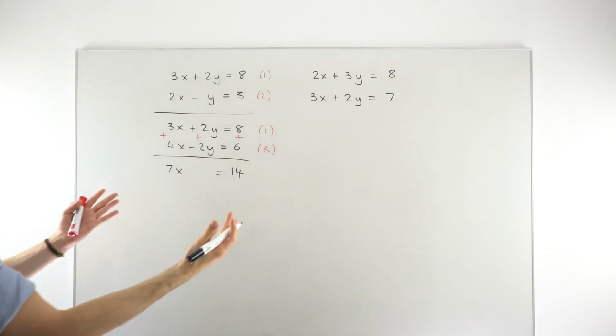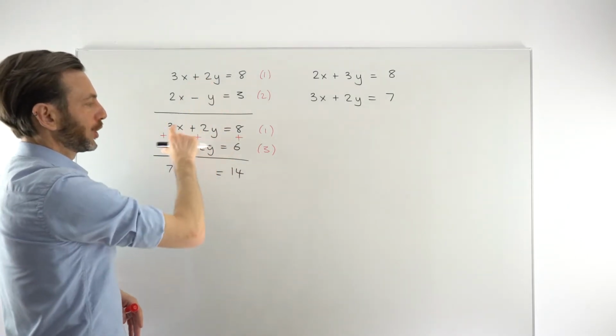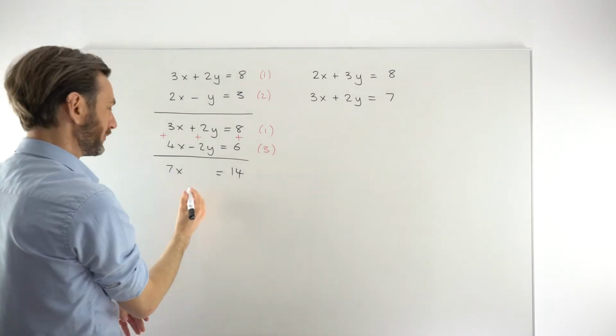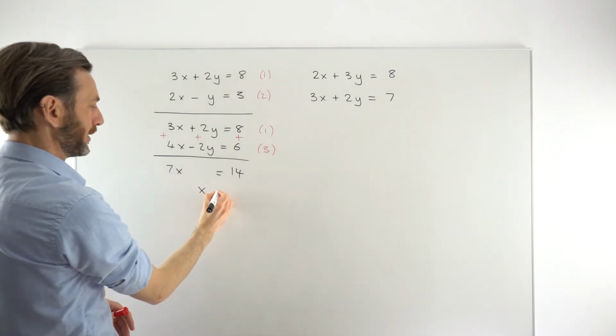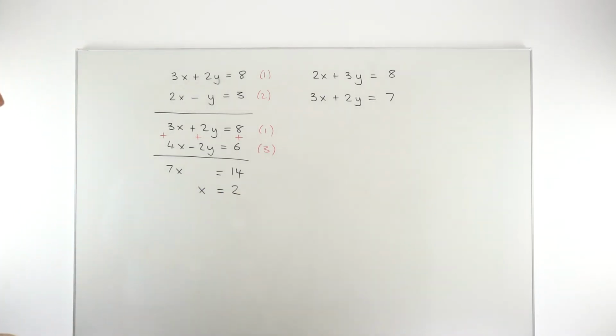So at this point we've now gotten over this non-matched up hurdle, dealt with that, and now got to the point where we've got a simple, trivial linear equation. Dividing both sides by 7, and we're just going to get x equals 2. So that's our first solution.